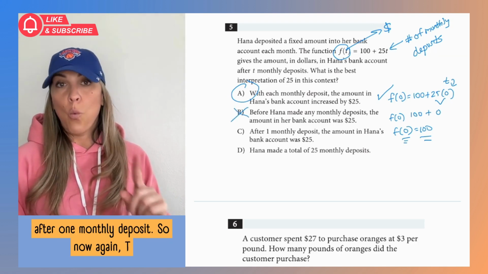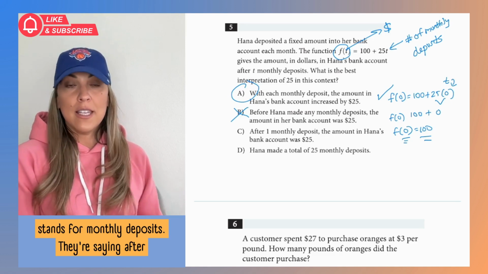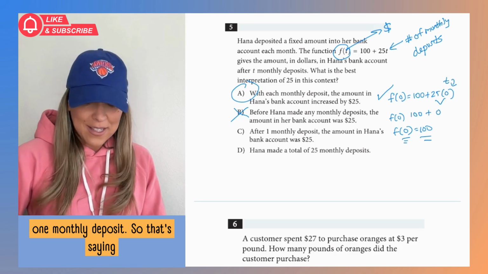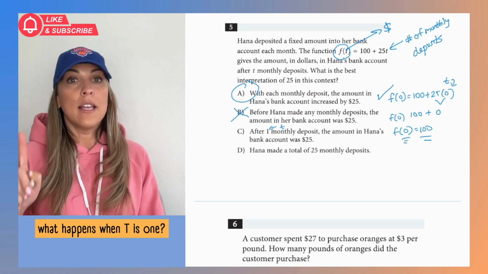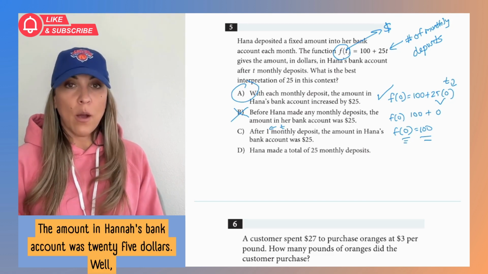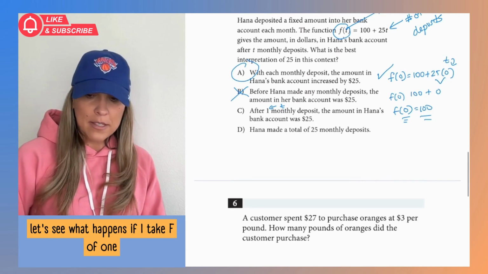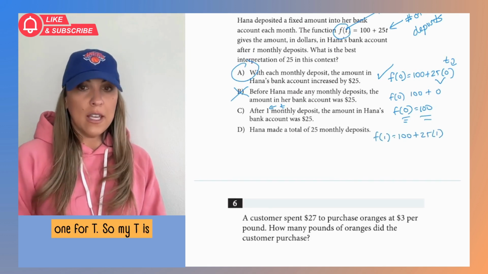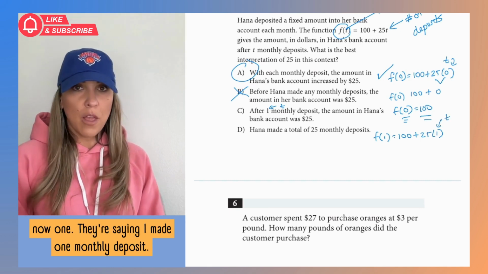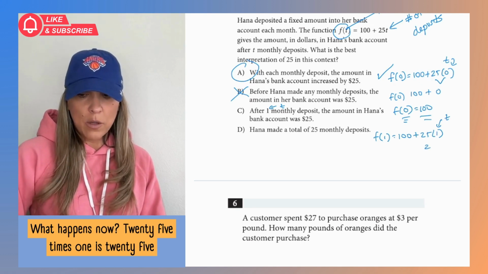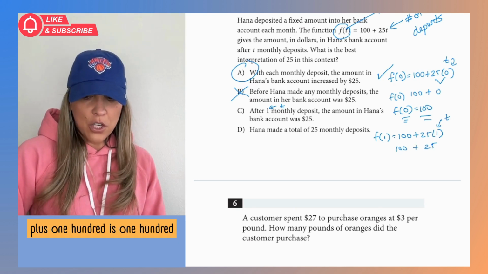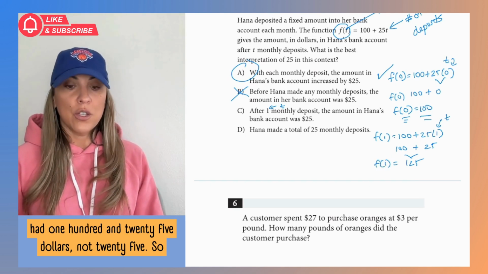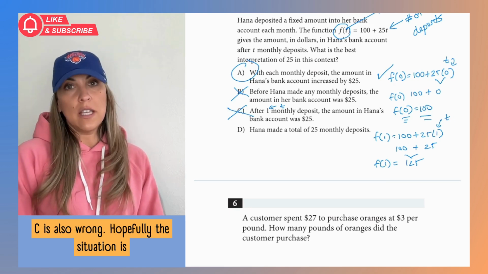Answer choice C says after 1 monthly deposit. So now again, t stands for monthly deposits. They're saying after 1 monthly deposit, so that's saying what happens when t is 1. The amount in Hannah's bank account was $25. Well, let's see what happens. If I take f of 1 and I substitute in 1 for t. So my t is now 1. They're saying I made 1 monthly deposit. What happens now? 25 times 1 is 25 plus 100 is 125. So after 1 monthly deposit, she had $125, not 25. So C is also wrong.